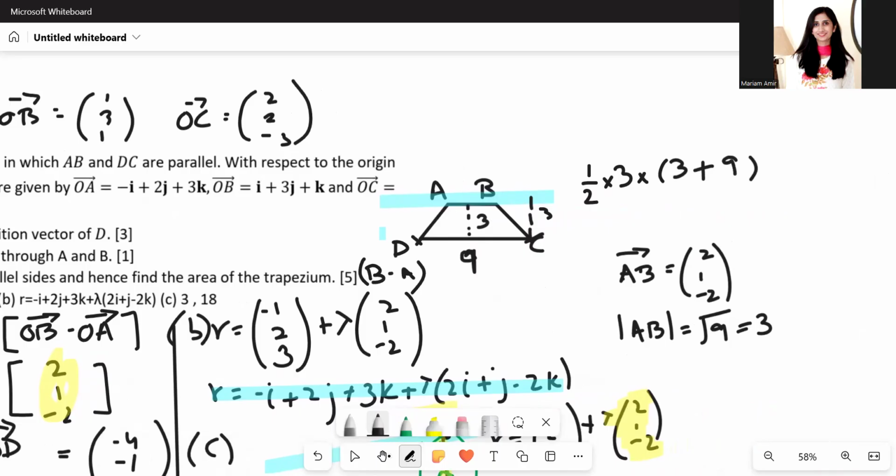So 9, and let's find the area. There, that'll be 12 divided by 2, 6. 6 into 3, 18. So 18 is the area of this trapezium.